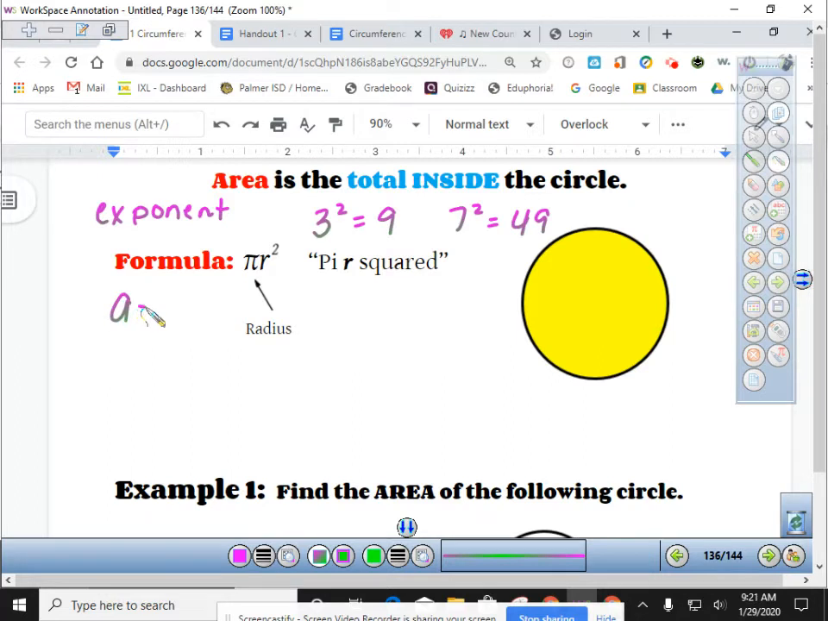You can even practice writing it if you want. Pi r squared. What do you notice about this formula? It has an A in the front of it. Radius. Do you see a D in there? Do you see another formula that uses the diameter? No. Guess why there's not one? Because it's not asking for it. Okay, write this down.